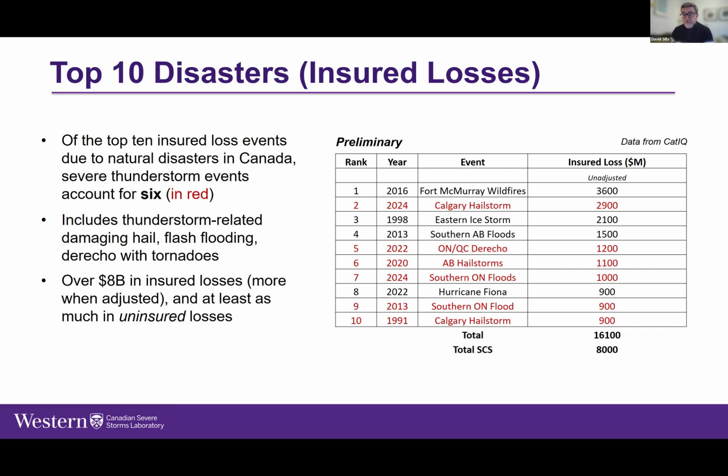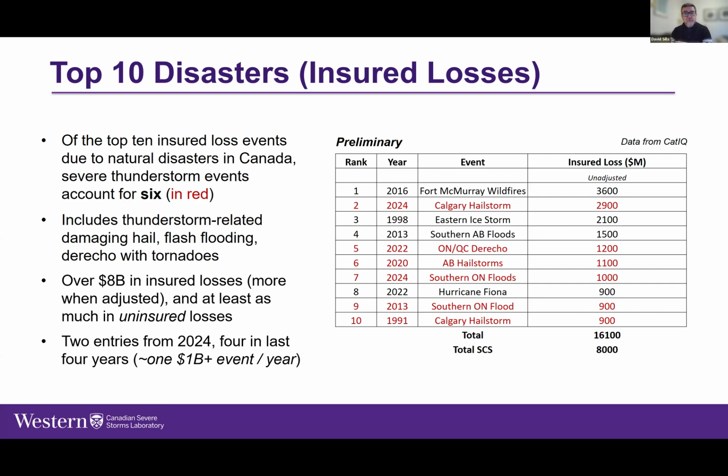If you adjust those to 2024 dollars, the numbers go even higher. And of course, these are just the insured losses. It's at least as much for uninsured losses, sometimes more than double the insured losses. And as I said, there are 2 entries from 2024, 4 in the last 4 years. So this is working out to about a $1 billion plus event per year that's happening in Canada.